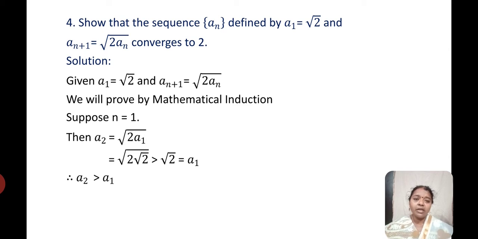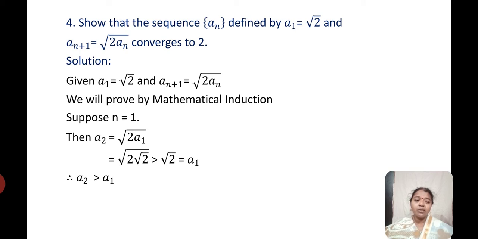Now let's solve another problem. Show that the sequence an defined by a1 is equal to root 2 and a(n+1) is equal to root of 2an converges to 2. So let's solve the problem. They've given us that a1 is equal to root 2 and a(n+1) is equal to root of 2an. We shall prove this by mathematical induction.